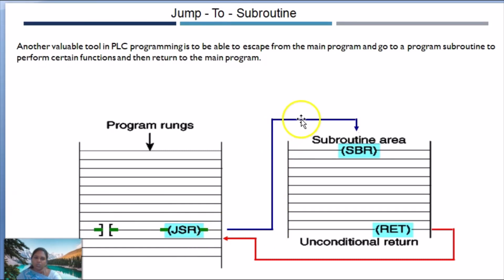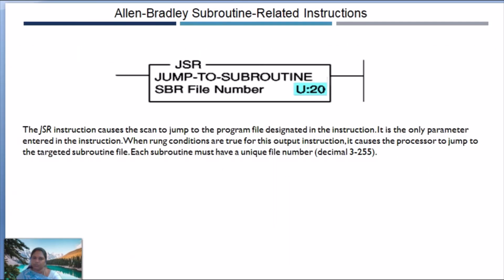Whenever the scan sees the instruction JSR, it immediately goes to the subroutine area and executes sequentially. Whenever it sees the return instruction, unconditional or conditional, it returns back to the next instruction after the JSR. So this is the simple operation of jump to subroutine.